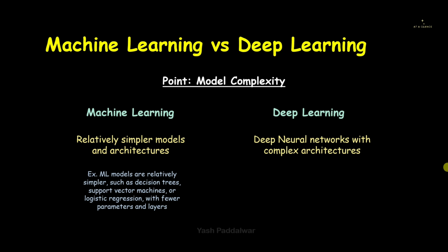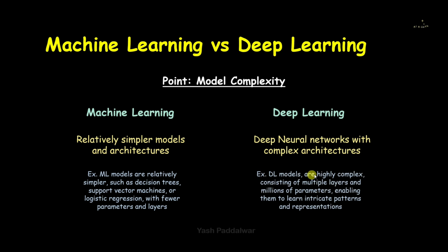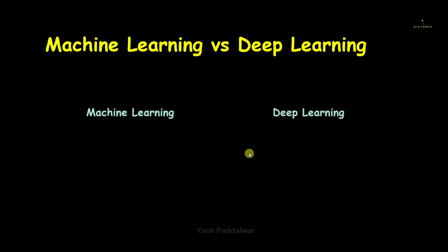Now, when the unstructured data that is provided to the deep learning model is very complex and a lot of intricate features have to be extracted from it, then there is a requirement of increasing the parameters as well as the number of layers in the architecture of deep neural networks. In that case, the model becomes so complex that it requires a lot of computational resources. That is why, in comparison to machine learning, deep learning models are a lot more complex. So I hope the difference between machine learning and deep learning with respect to model complexity is clear to you all.